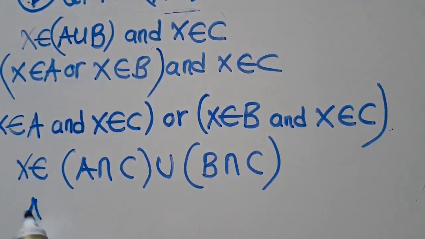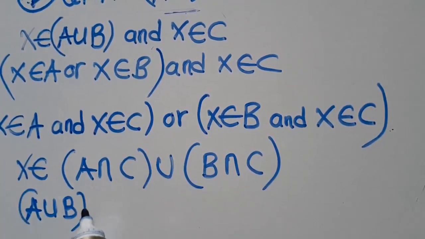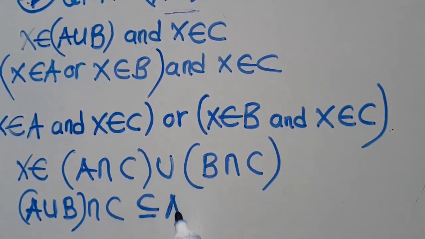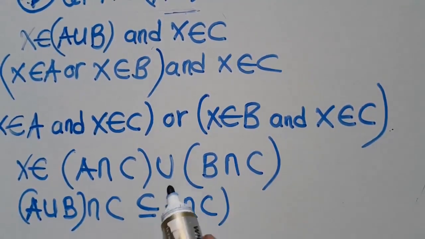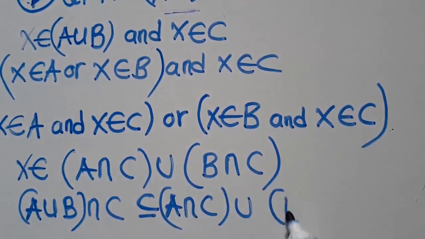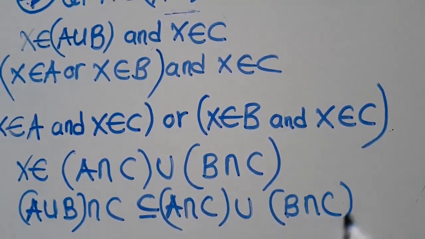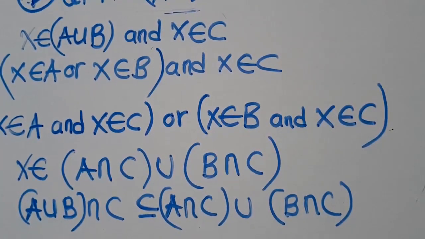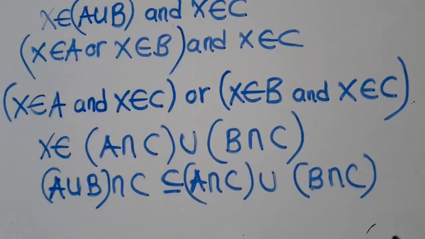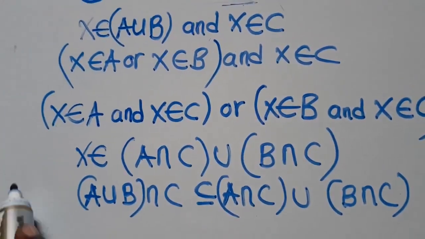A union B intersection C is a subset. This is how we do. Is a subset of this one, A intersection C, then I say union B intersection C. So I've done that. So here, what I was doing, I say hence.